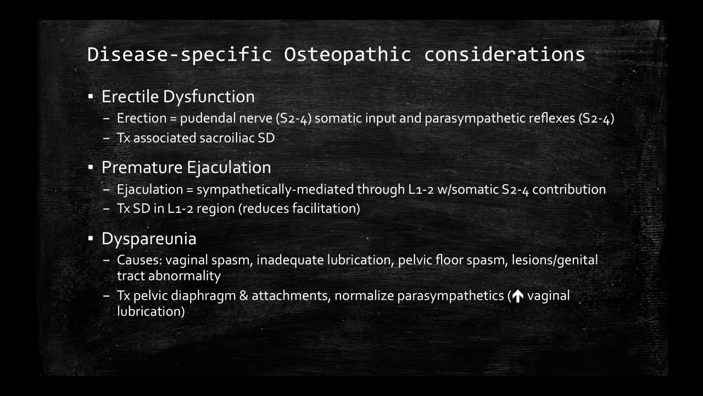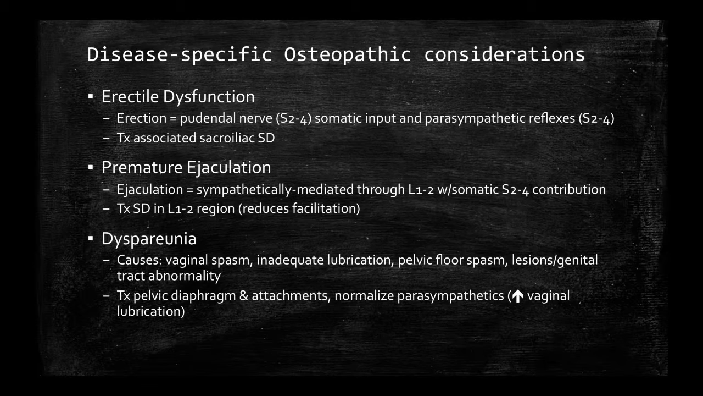For patients with erectile dysfunction, erection occurs with activation of the pudendal nerve S2 through 4, somatic input, and parasympathetic reflexes from S2 through 4. And you want to treat associated sacroiliac somatic dysfunction in these patients to normalize function. For premature ejaculation, again, ejaculation is a sympathetically mediated response through L1 through 2 with somatic S2 through 4 contribution. And you want to treat somatic dysfunction in that lumbar region L1 through 2, which will reduce facilitation and normalize nerve input to that region.